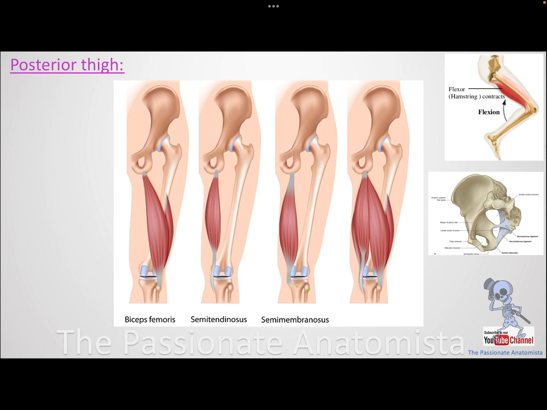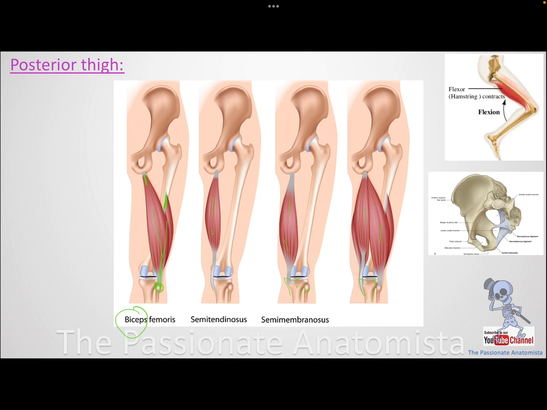Remember, guys, when I told you the biceps in your upper limb was the only muscle that goes to the radial tuberosity. The same idea we have here. The biceps femoris is the only muscle that goes to the head of fibula, and the rest of the muscles will attach themselves to the tibia. So you have the semimembranosus, semitendinosus. They attach themselves to the tibia. And the biceps femoris, it's biceps because it has two heads, one head from the ischial tuberosity and another head from the linea aspera in the posterior aspect of the femur, and then they will attach themselves to the fibula.